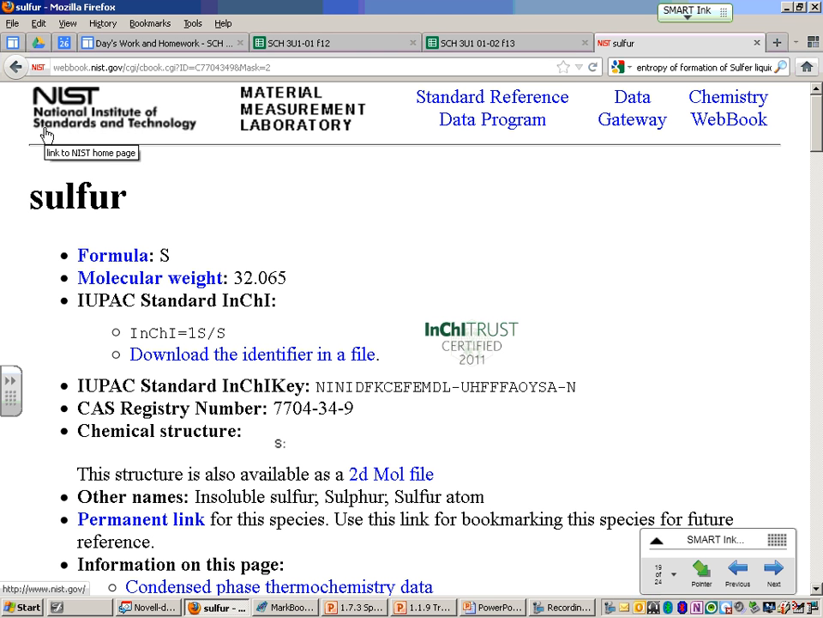93 degrees Celsius to melt it? Huh. I didn't know that. That's pretty cool.